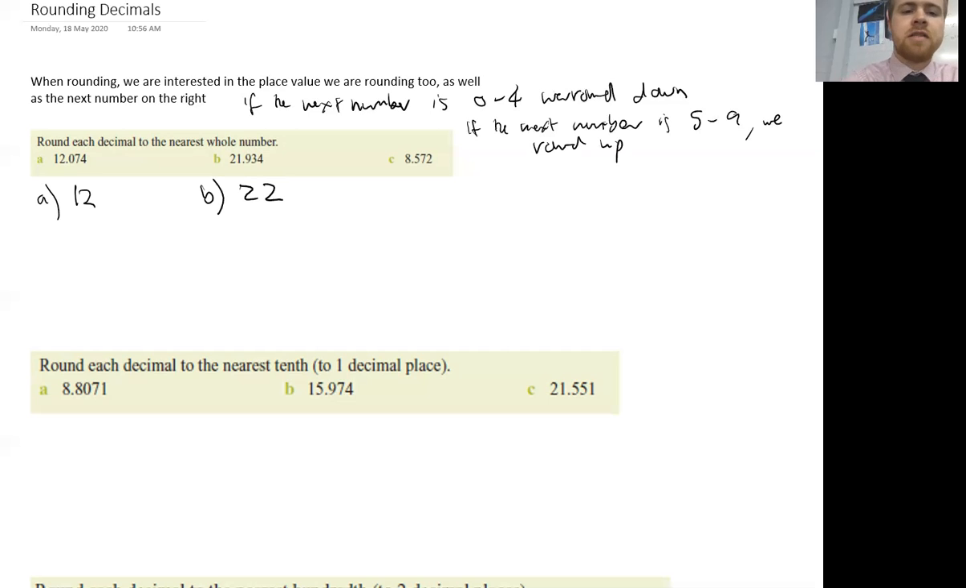Okay, and finally for C, nearest whole number, we've got 8, but then it's 0.5. And because that number on the right of the decimal point is 5 to 9, we're going to round up. So the nearest whole number becomes 9. We increase 8 by 1 because we're rounding up. Okay, so we rounded down for A, we rounded up for B, and we rounded up for C as well.